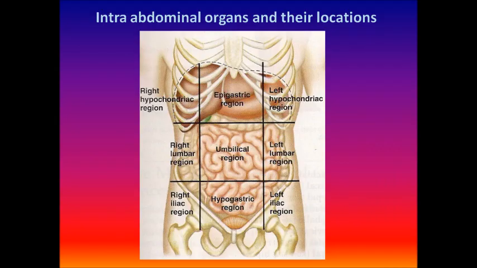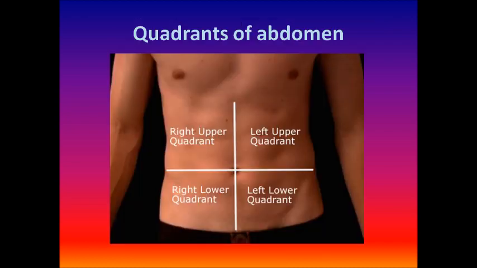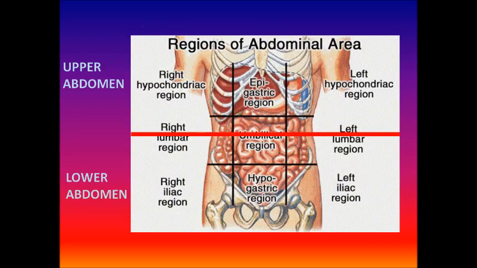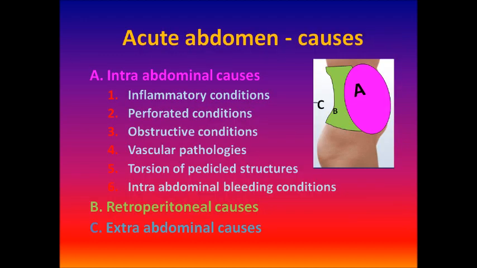Here you see the intra-abdominal organs and their locations correlated with regions of the abdomen. For convenience, the abdomen is further divided into quadrants. There are 4 quadrants, the right and left upper quadrants and the right and left lower quadrants. For further convenience, the abdomen is divided into upper and lower abdomen by a horizontal line passing through the umbilicus. Before we go into the differential diagnosis of acute abdomen, we should know the causes of acute abdomen.